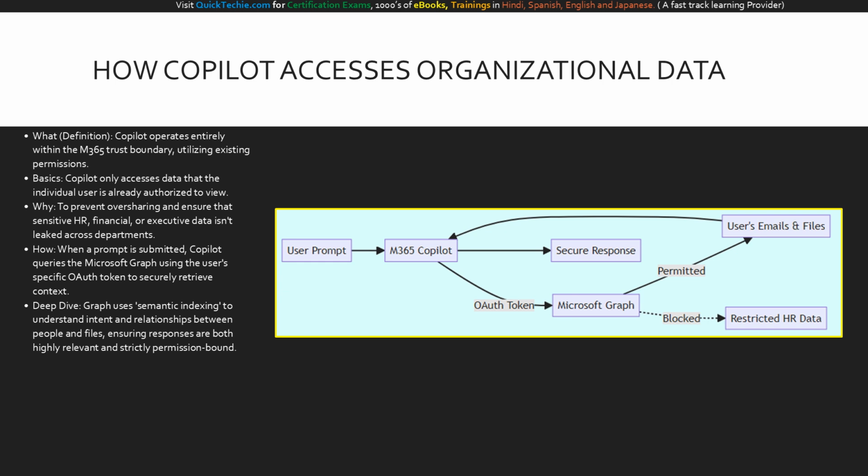This diagram visualizes the Copilot data flow. The user submits a prompt, which Copilot passes to Microsoft Graph along with the user's identity token. Graph checks permissions in real time. The solid line shows access granted to the user's own emails and allowed files. The dotted line shows Graph explicitly blocking access to restricted data. Finally, only the permitted data is used to generate the secure response.